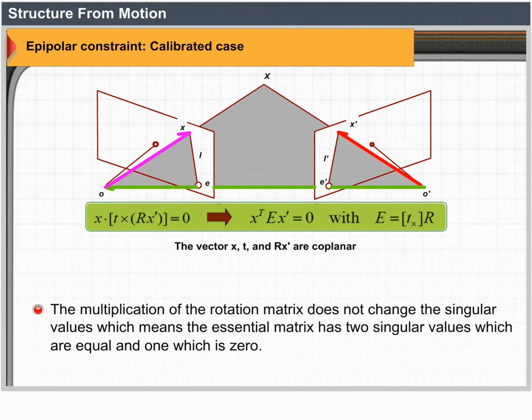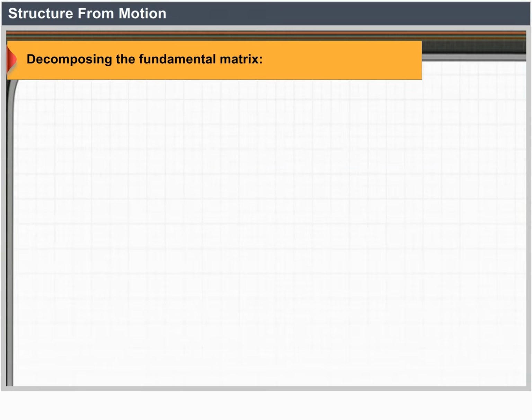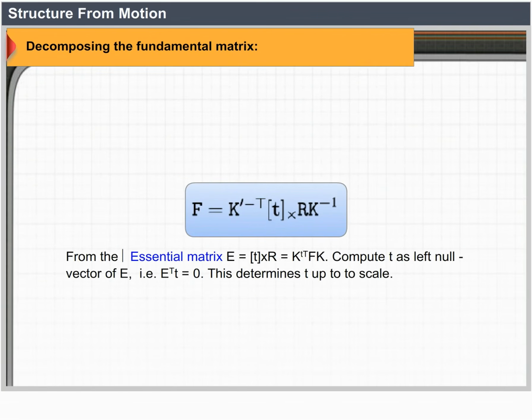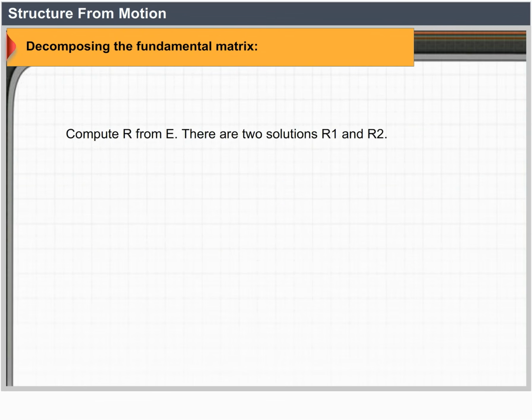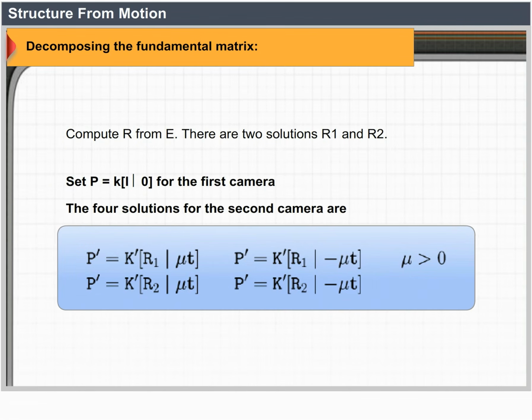Decomposing the fundamental matrix, let us form the essential matrix as shown on screen. Compute T as the left null vector of E, that is, e to the power T E equals 0. This determines T up to scale. Compute R from E. There are two solutions, R1 and R2. Set P equals K matrix [I | 0] for the first camera, and there are four solutions for the second camera as shown on the screen. The 3D point is only in front of both cameras in one case.